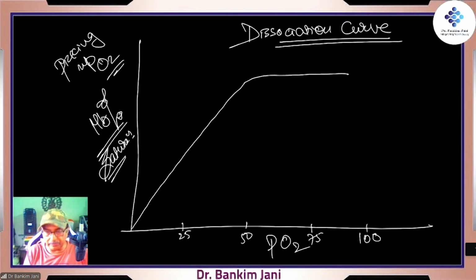So the curve which we drew like this is, in fact, of myoglobin, which is present in muscles. So they will keep on absorbing till one level, and then that's it. There is a limit. This is not the case when we are talking about hemoglobin.